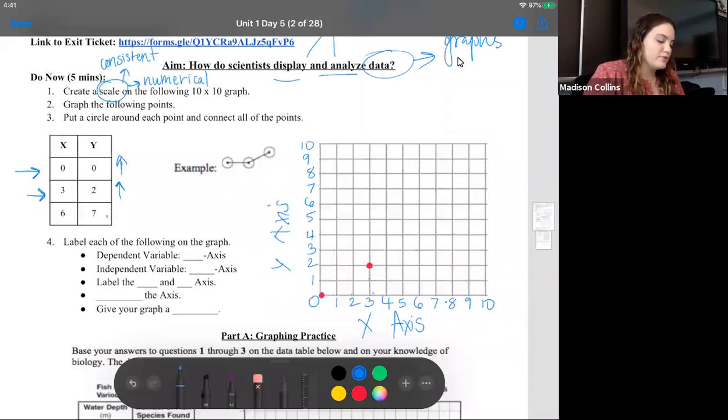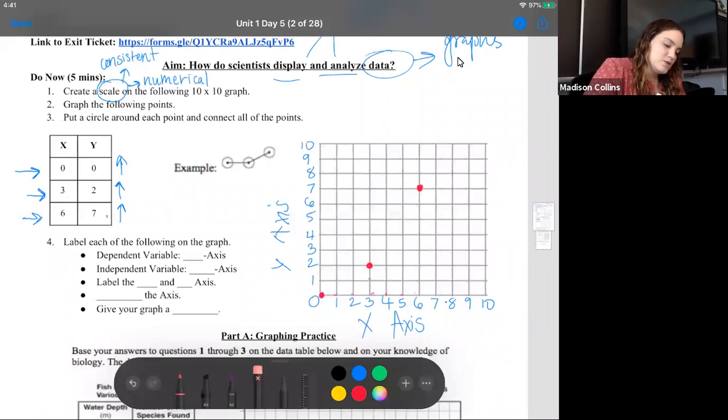All right, and our final point is over 6 spaces on the x-axis and up 7 spaces on the y-axis. I'm going to count this in red. We're going to go 1, 2, 3, 4, 5, 6 spaces on the x-axis, and then we're going to go up 7 spaces on the y-axis. So 1, 2, 3, 4, 5, 6, 7. Our final dot is going to be right there.